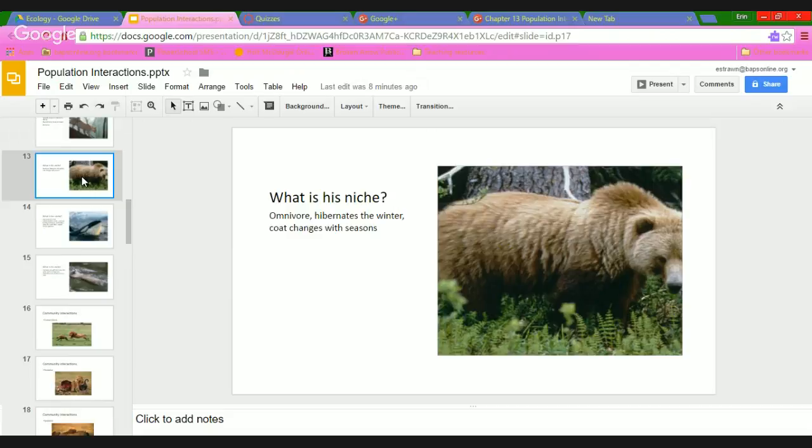as finding food is concerned, and his coat changes colors with the season, so he's able to blend in with his surroundings, whether he doesn't want to be seen by other animals or whether he's going to try to do some hunting himself.